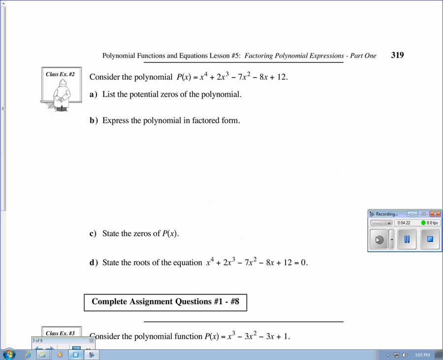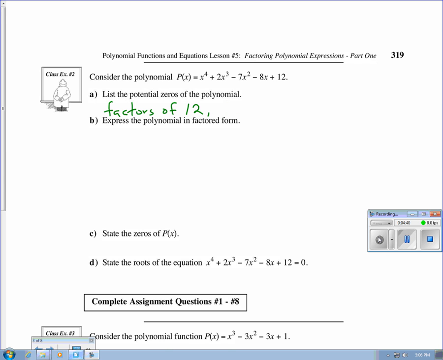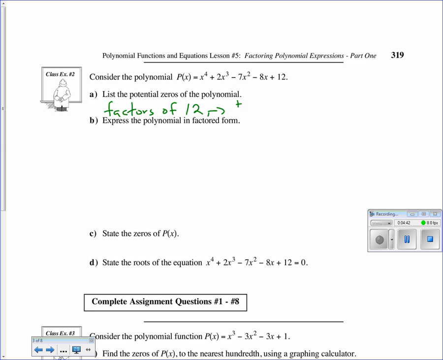Talking myself through this one, list the potential zeros of this polynomial. Well, they're going to be the factors of 12. Sorry, the factors of 12: plus and minus 1, plus and minus 2, plus and minus 3, plus and minus 4, plus and minus 6, plus and minus 12.